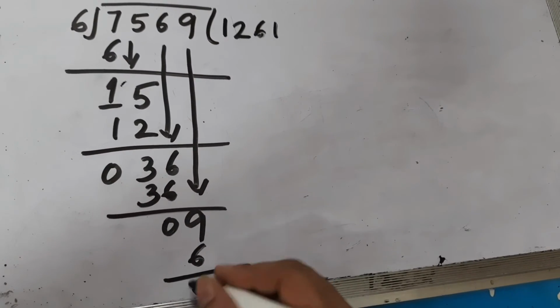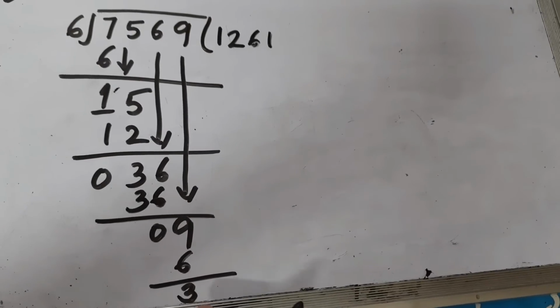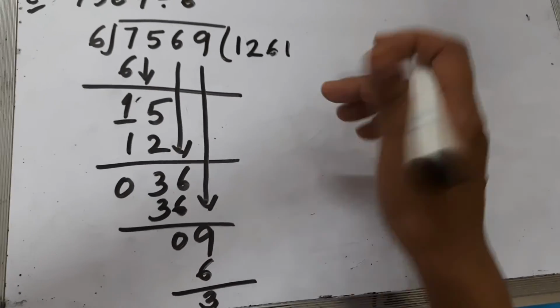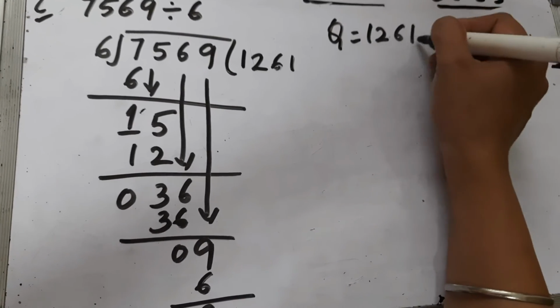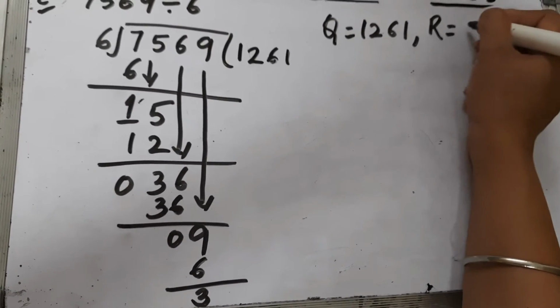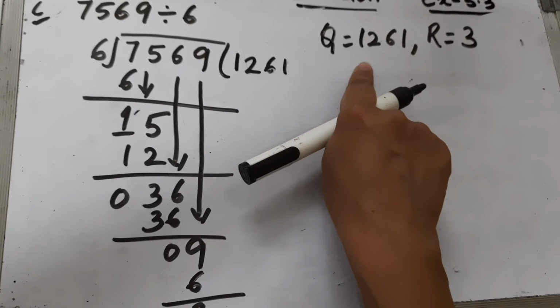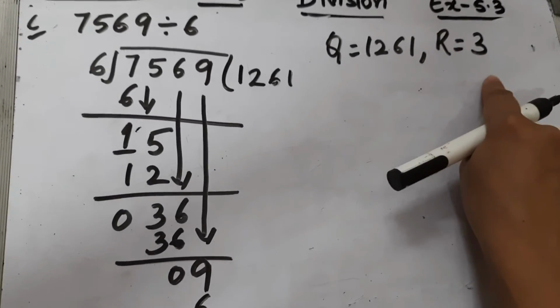Now subtract it. After subtracting, what will you get? You will get 3. So what is your quotient? Your quotient is 1261 and your remainder is 3. Okay, your quotient is 1261 and remainder is 3.